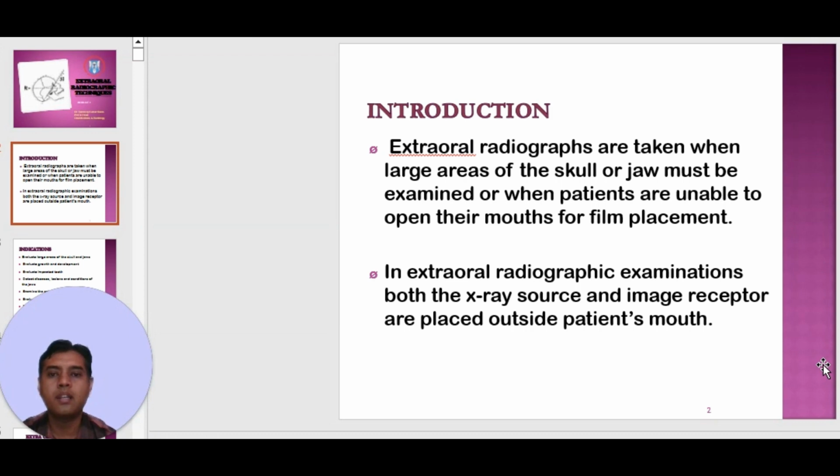Extraoral radiographs are taken when a large area of the skull or jaw must be examined, or when patients are unable to open their mouths for film placement. In extraoral radiographic examination, both the X-ray source and the image receptors are placed outside the patient's mouth.